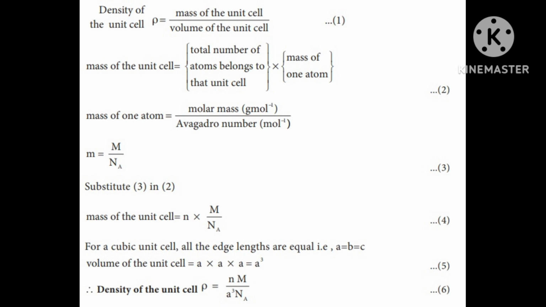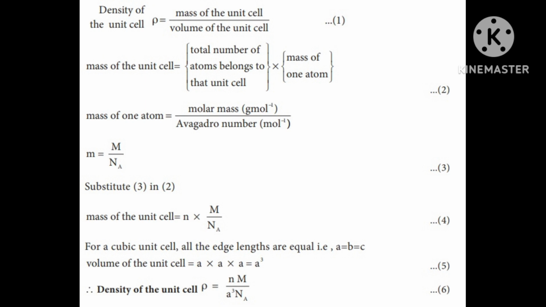If you know the mass of one atom, that is the small m, and suppose in that cubic cell Z number of atoms are there, then Z into m is the capital M, the mass of the cube. Then density is mass by volume. Mass of the unit cell means Z into m, divided by volume.